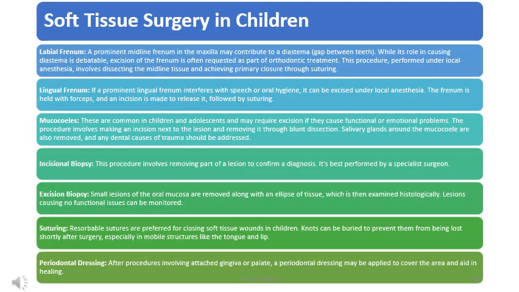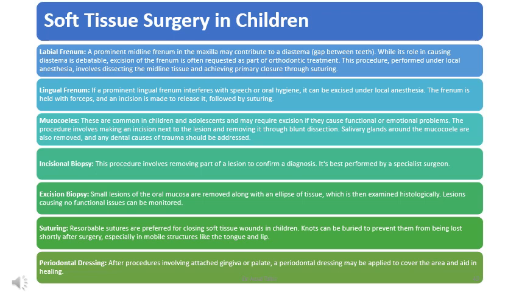Soft tissue surgery in children. Soft tissue surgeries play a crucial role in addressing various functional and orthodontic issues in children and adolescents. Here's a brief overview of some common procedures. Labial frenum. A prominent midline frenum in the maxilla may contribute to a diastema, a gap between teeth. While its role in causing diastema is debatable, excision of the frenum is often requested as part of orthodontic treatment. This procedure, performed under local anesthesia, involves dissecting the midline tissue and achieving primary closure through suturing.